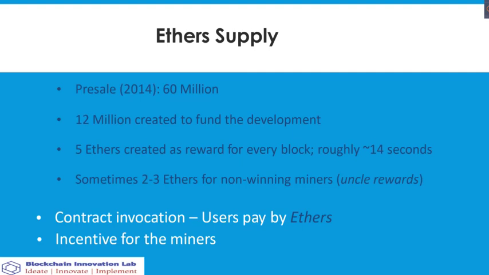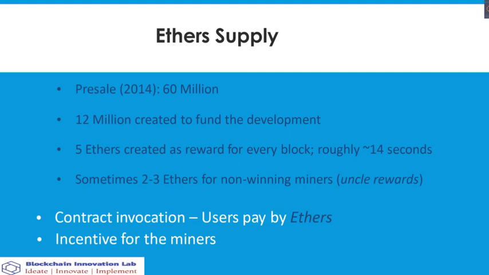Sometimes 2 to 3 ethers for non-winning miners. So this is called uncle rewards. What do you mean by uncle rewards? It is when a miner is working on one transaction and the same transaction has been picked up by another miner in another part of the world. This miner doesn't know that the other is working on this particular transaction. However, the network will identify and reward the person who puts the transaction first on the blockchain.